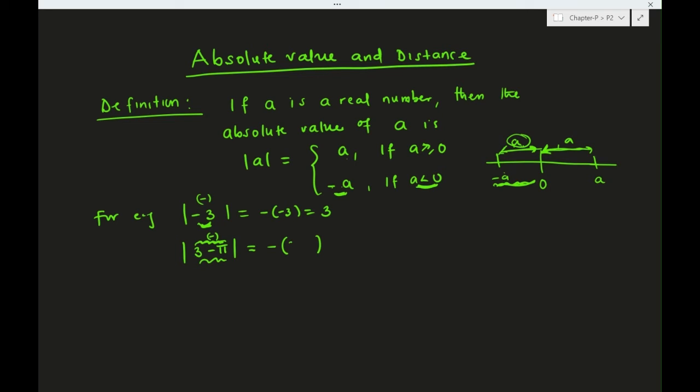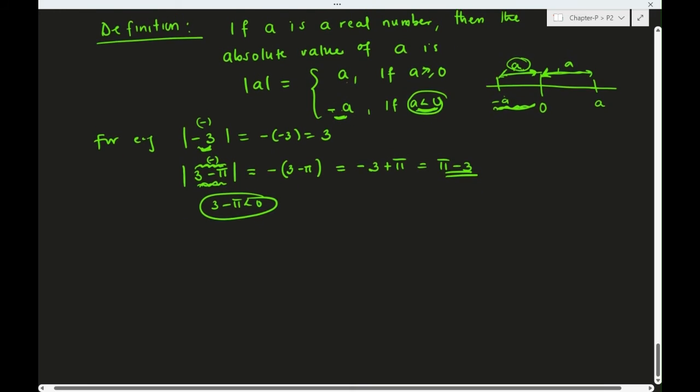But what is our A in this case? Our A is 3 minus pi. So it's going to be minus 3 plus pi, which we can write as pi minus 3. And why do we have this minus? It's simply because 3 minus pi is less than 0, meaning it's negative, so we are in this condition. So we'll have minus A.